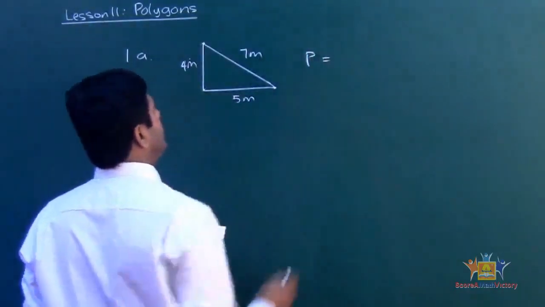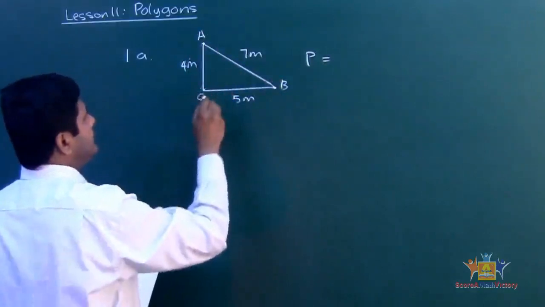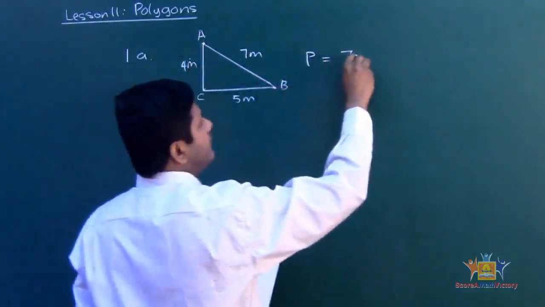We'll put P for perimeter, and let's say the vertices are A, B, and C. We want to start from A to B. A to B is 7 meters.